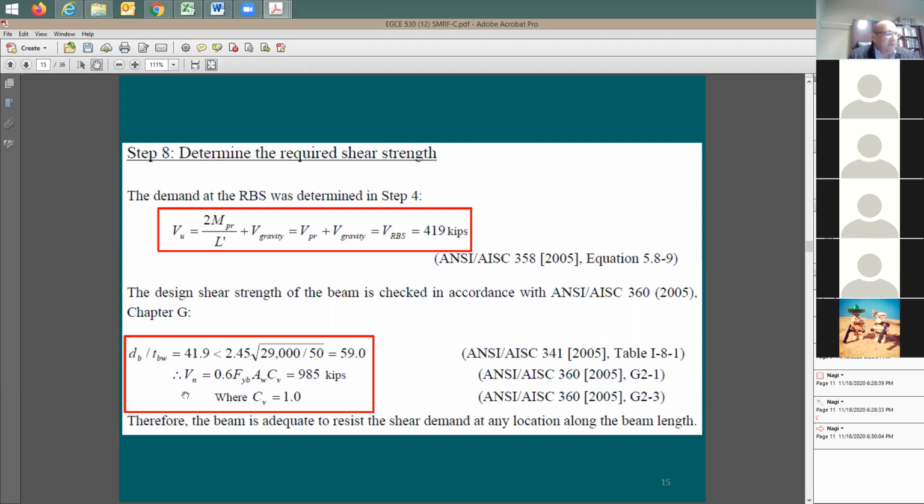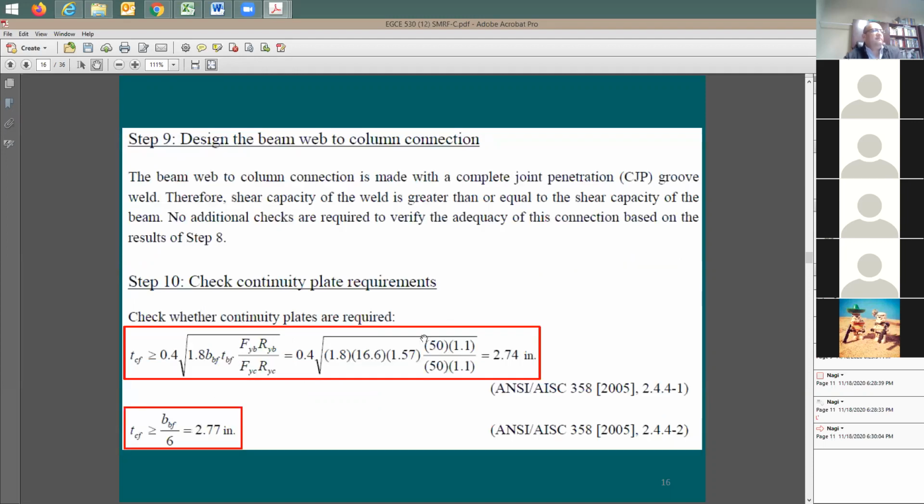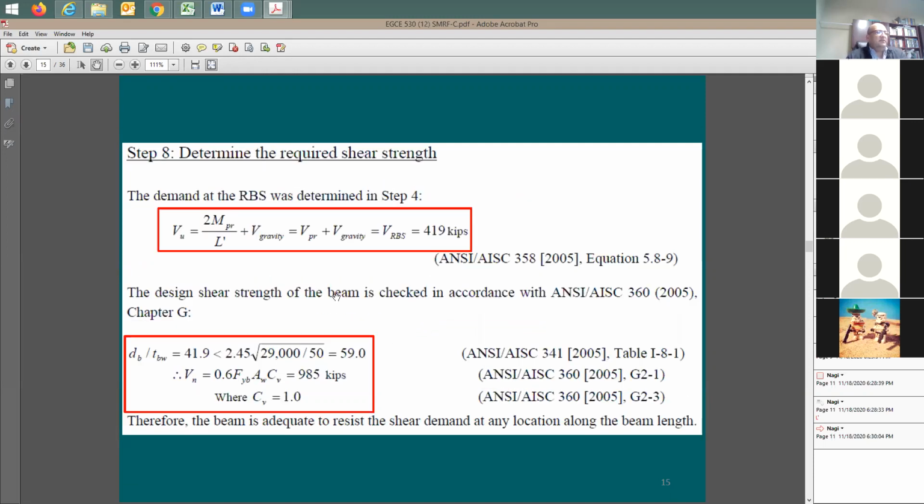Vn, which is the shear capacity here, is going to be 60% of Fy times the area of the web times C sub V. It is going to be 985 kips with C_V of 1.0. Look at this one here, 419 versus 985. This is great. We have enough shear strength, right? So I see this is good. I don't have a problem here with the shear strength of the beam, right?